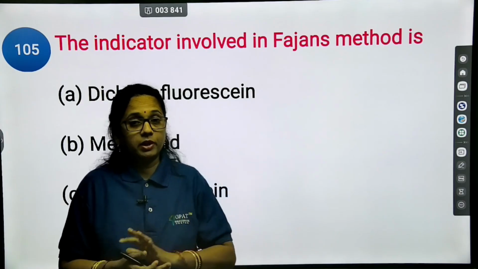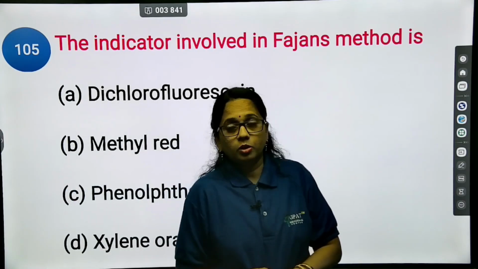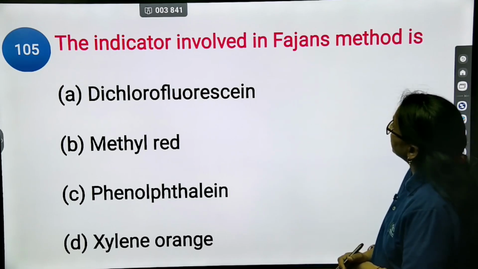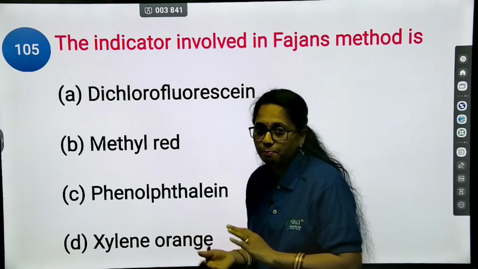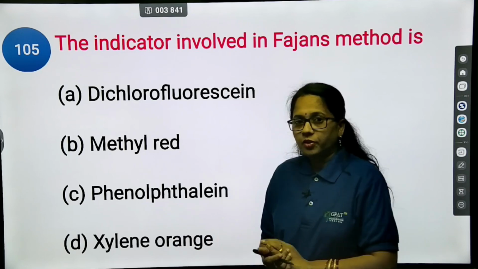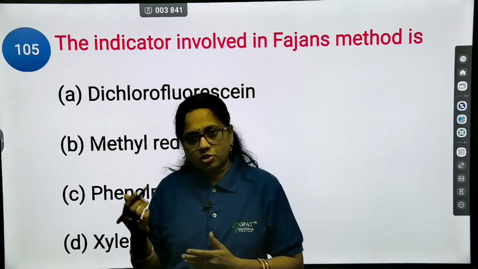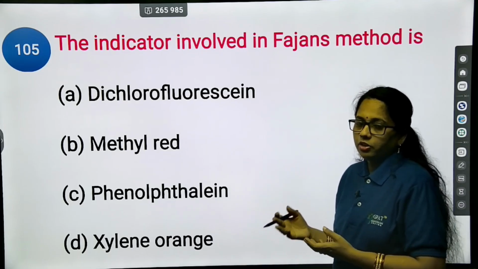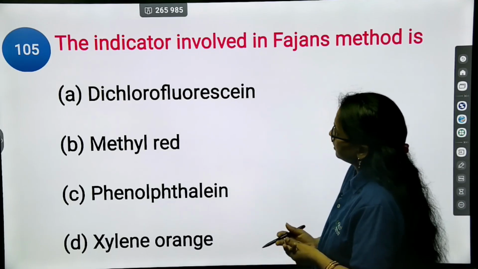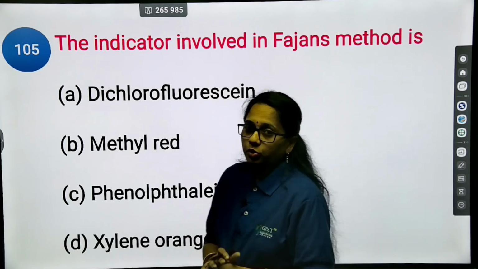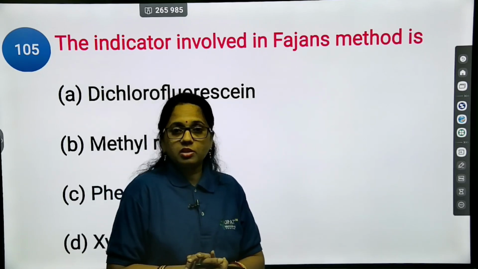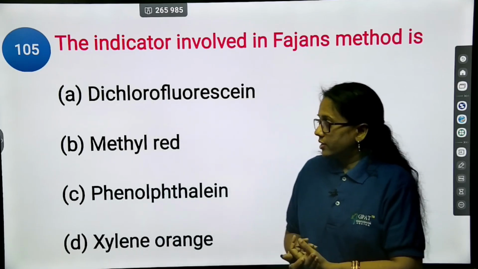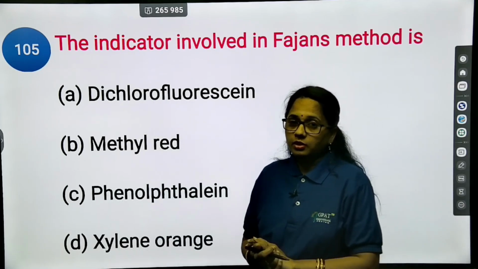In GPAT 2025, from the analysis, more than 10 questions they have asked. Okay, let us see the next question. The indicator involved in the Fajans method, a very simple question it is. We know that the Fajans method is a precipitation titration. Just now we discussed that silver ions react with some of the anions and give precipitation. Similarly, in the Fajans method also, we estimate chloride ions by using silver nitrate itself. But what is the indicator we can use especially for the Fajans method?